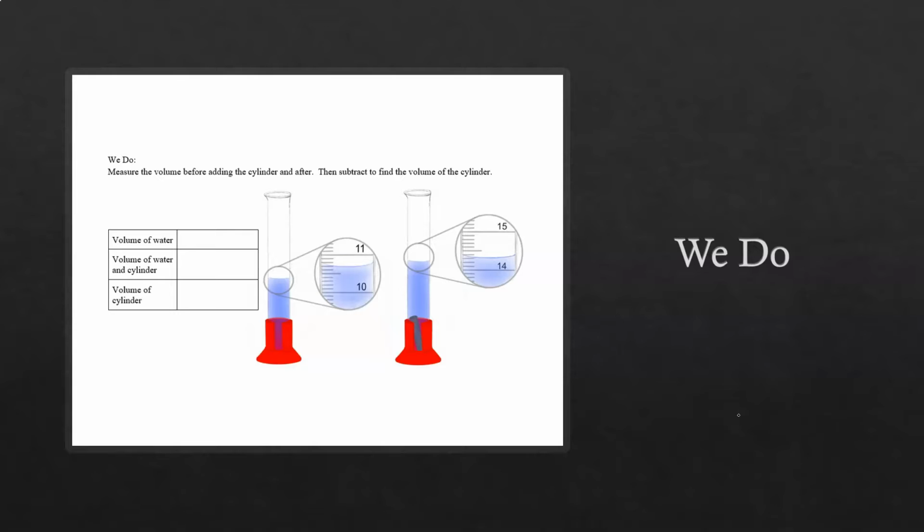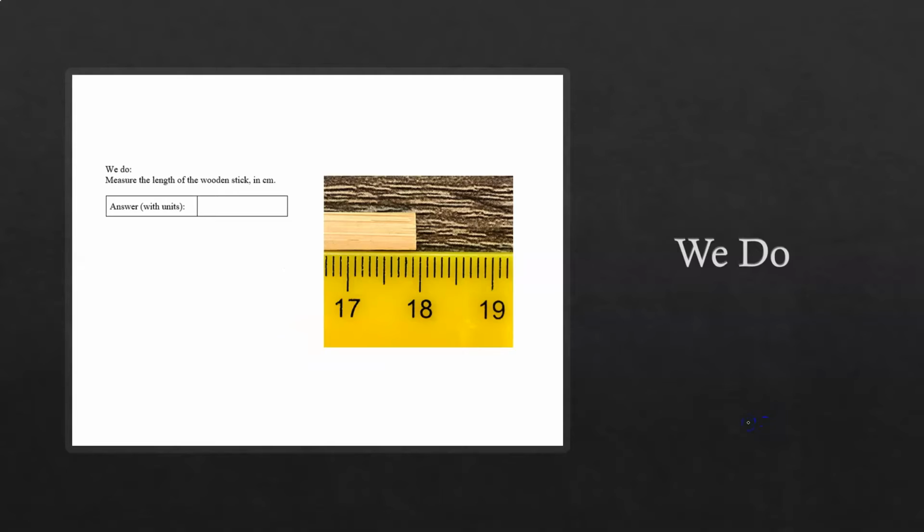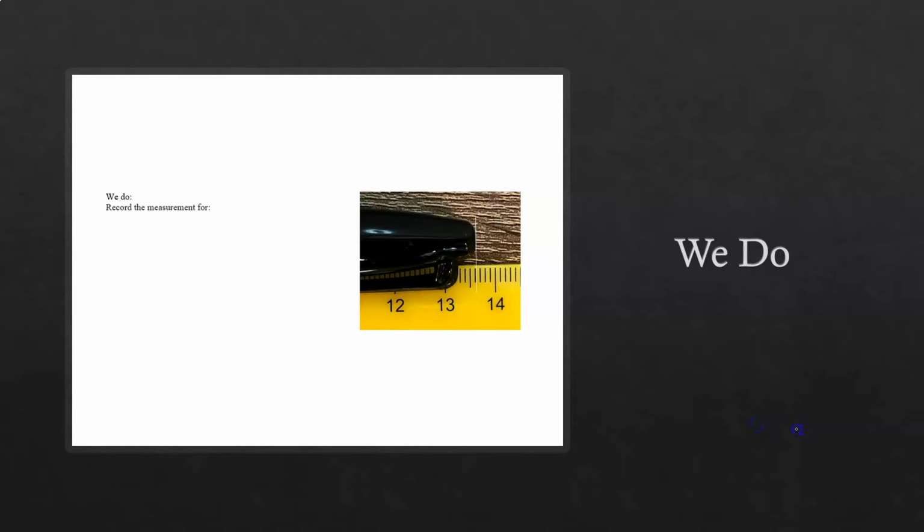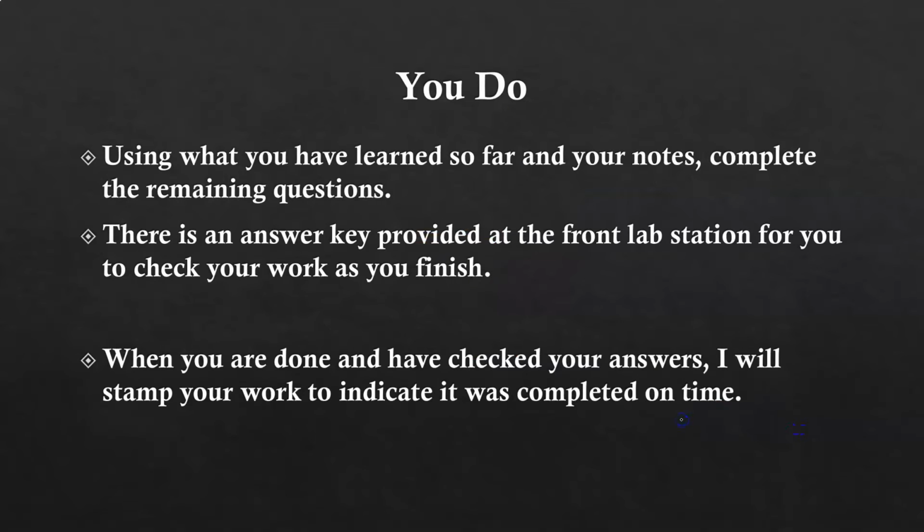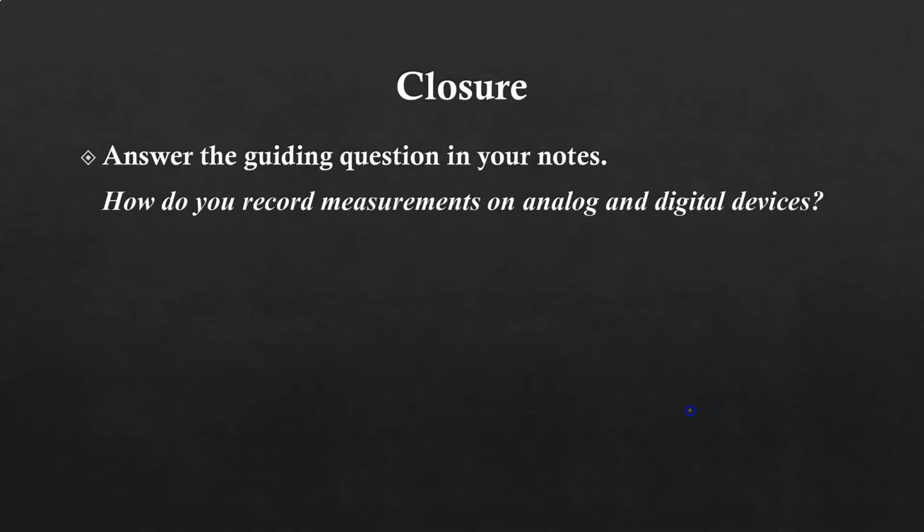So for the we do's, you are going to scan the QR code that is in your guiding notes and complete the we do's alongside the videos that pop up. For the you do's, using what you've learned so far, complete the remaining questions, and you won't be able to check your answers. When you finish the you do's, you will answer the guiding question in your notes at the bottom at the end of them.